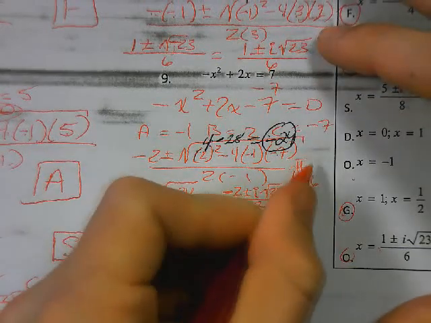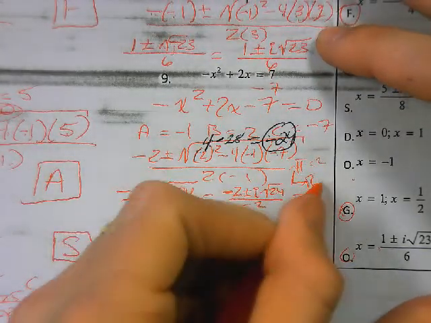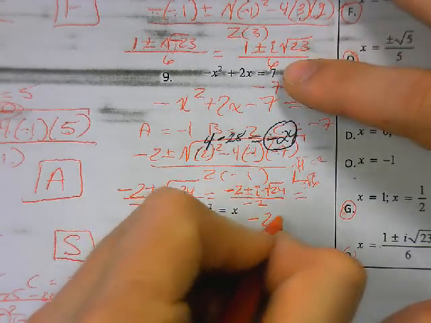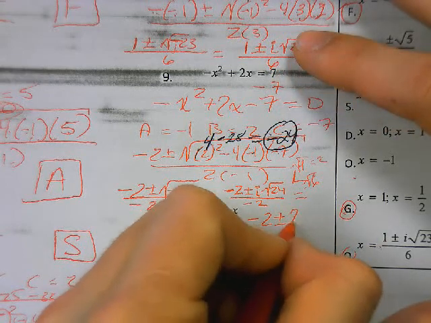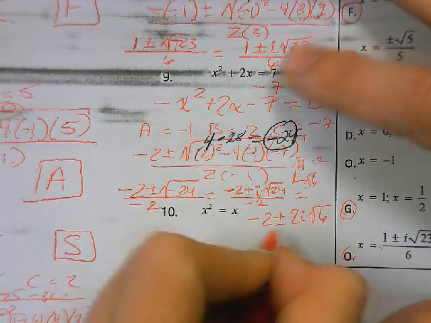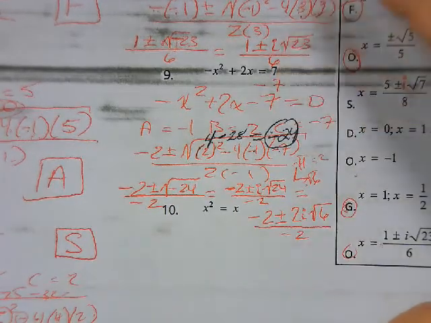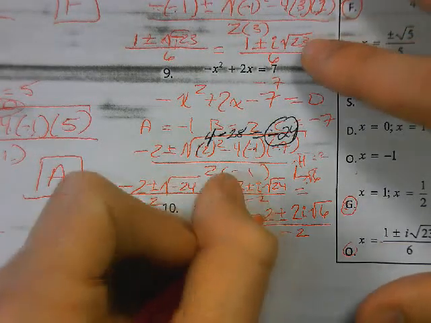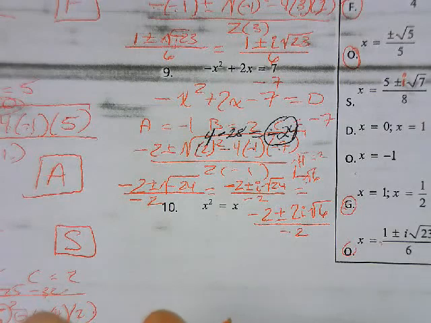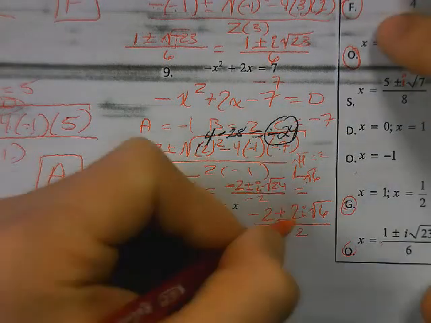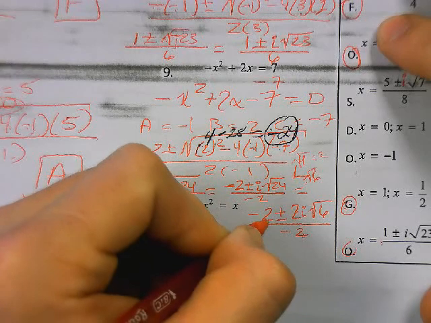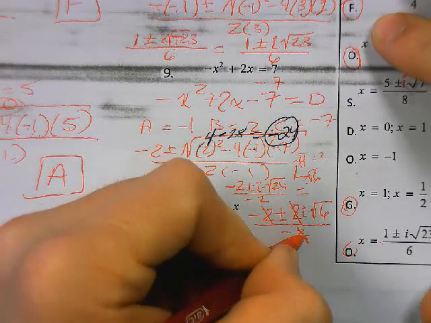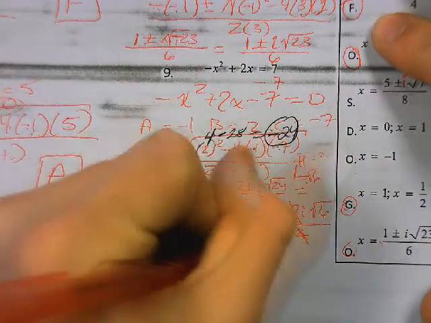-2 plus or minus 2i square root of 6 divided by -2. Okay. So a -2 divided by a -2 here, right? That's your +1. And then your 2 here will also divide out, right? So all of this will divide out and cancel. 2 divided by 2 is 1, 2 divided by 2 is 1. So you're done. So you have 1 plus or minus 1i square root of 6. And that's your final answer for number 9. And that's O over here up at the top.